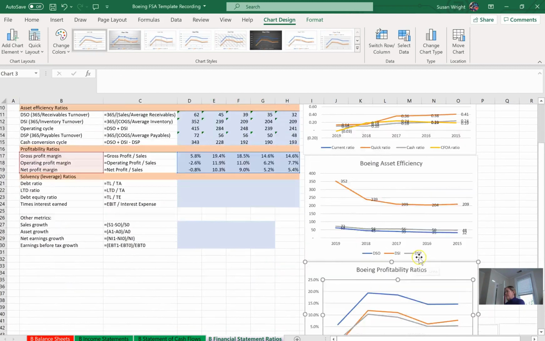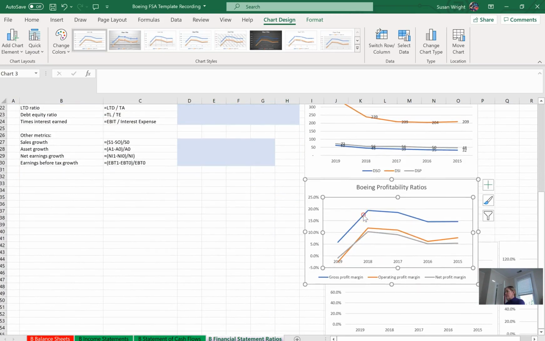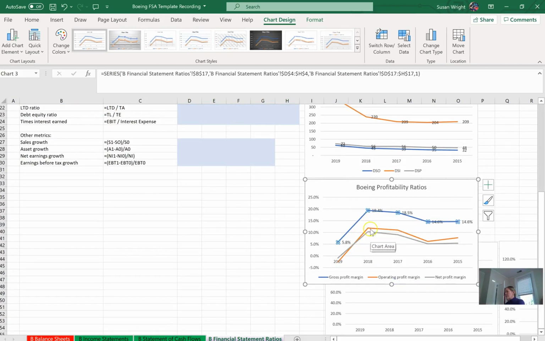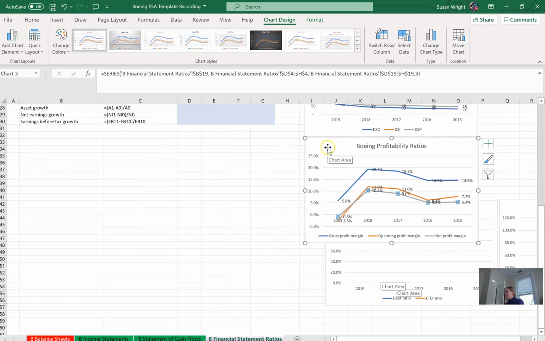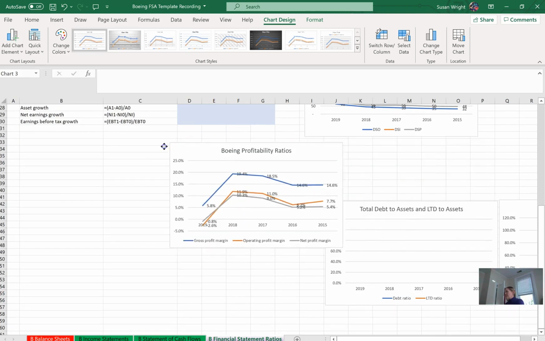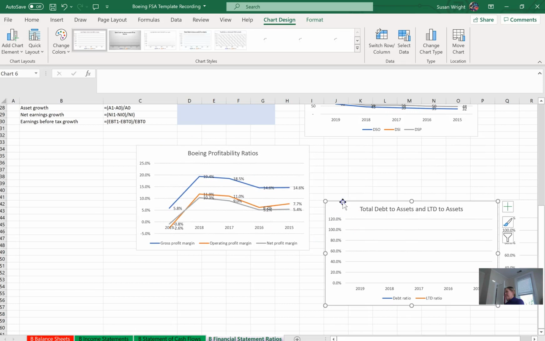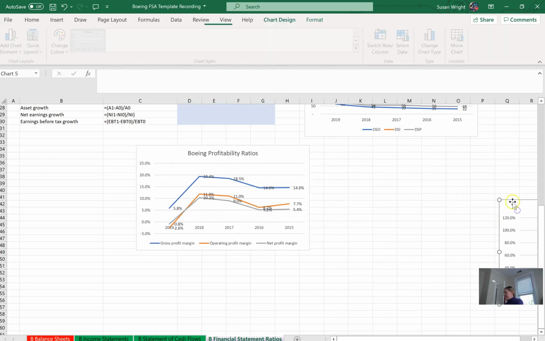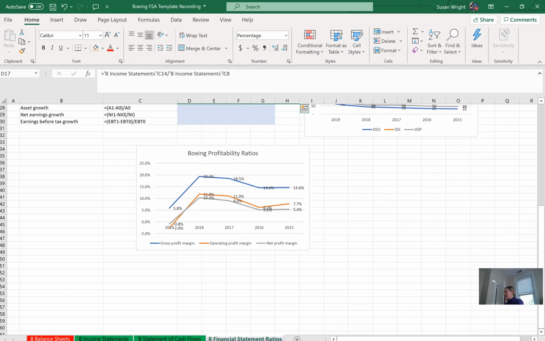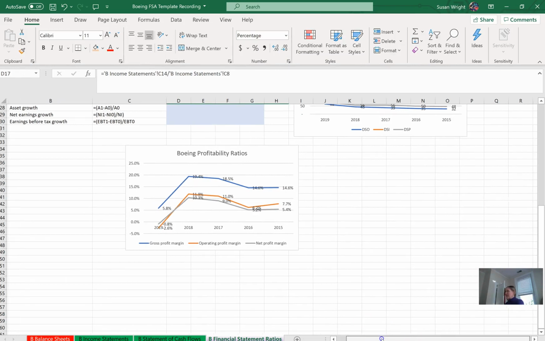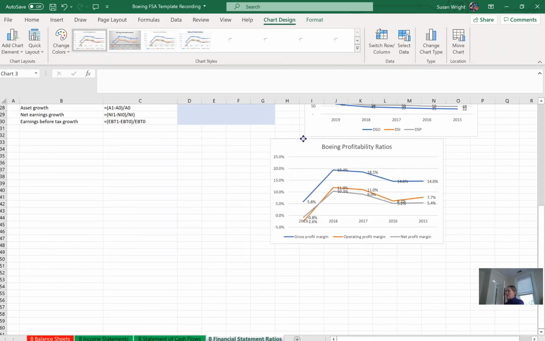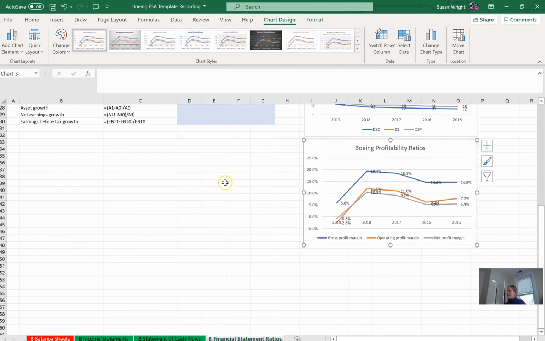Okay, now let's add some data labels. Sorry, those shouldn't be there. I'll fix that on the template. Alright, so we got some profitability ratios here. They do not look very nice. Things are really heading south in that last year. I'm very interested to see what 2020 brings.